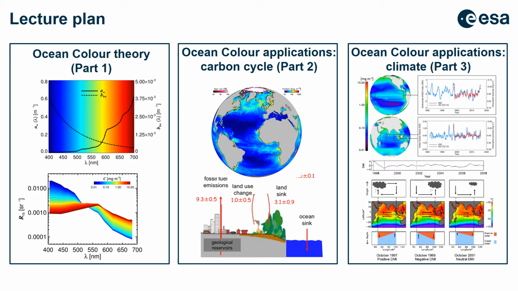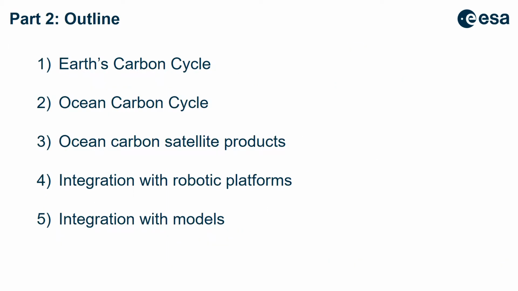So in the second part, we're going to look at the applications of ocean colour data in the context of the ocean carbon cycle. So we're going to go firstly through the Earth's carbon cycle and then the ocean carbon cycle, and then how ocean carbon satellite products are used to understand carbon cycling in the ocean.